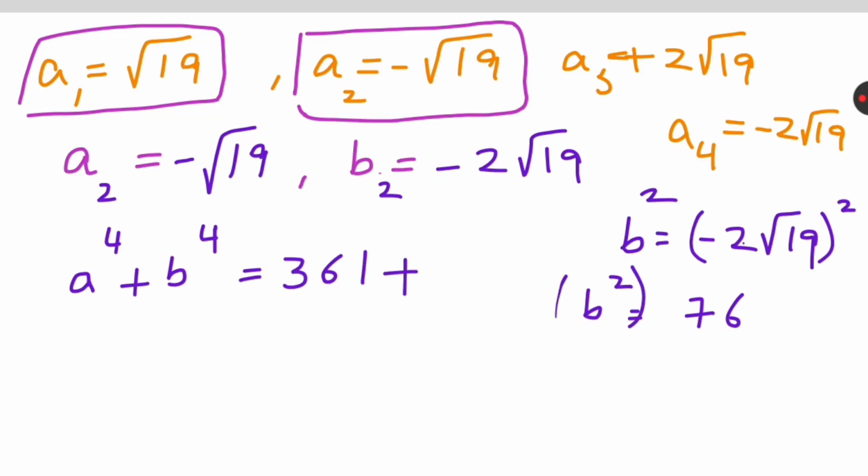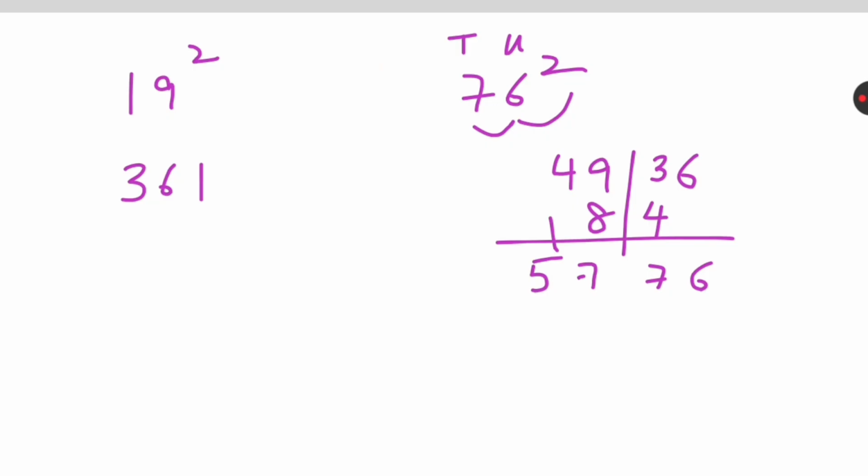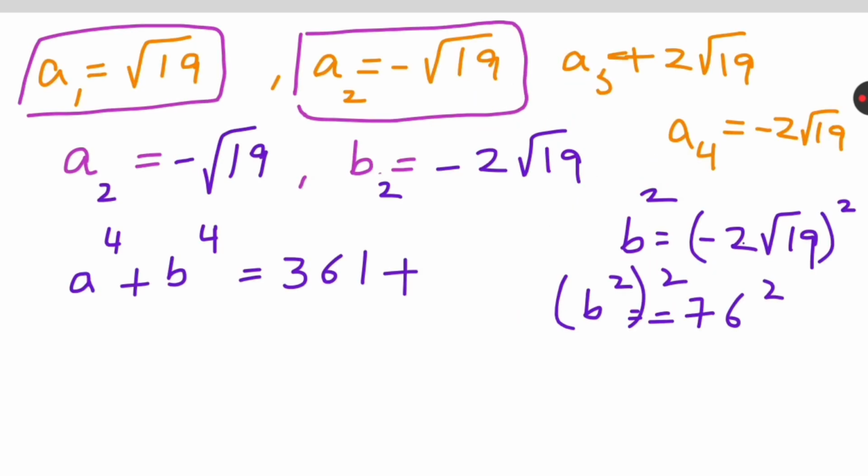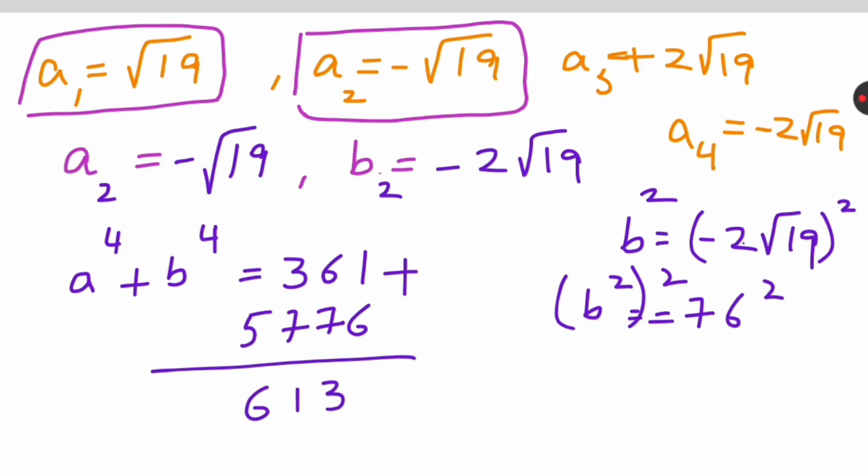Again if you do square on both sides, that is 76 whole raised to power of 2. Just now we found that 76 whole raised to power of 2, the value is 5776. So just write 5776. 361 plus 5776, the value is 6137. After using the second root, we got the same answer as the first one, which is 6137.